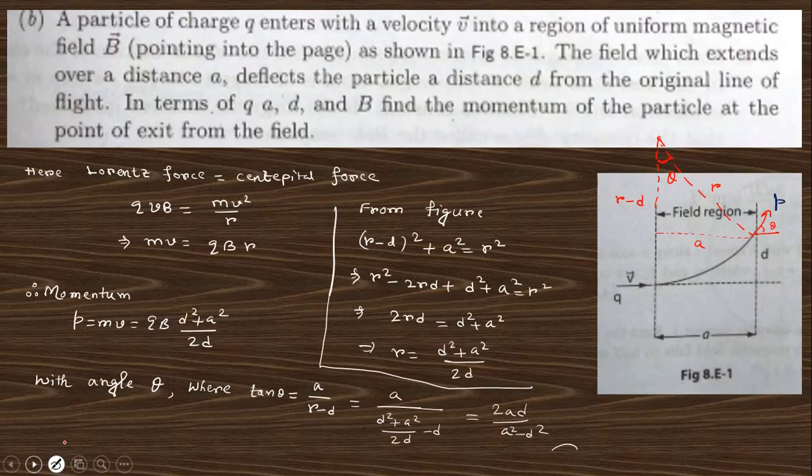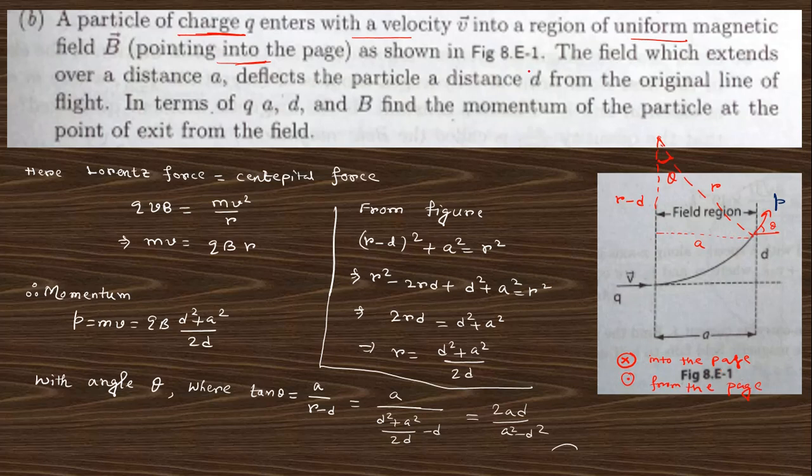Next question says a particle of charge q enters with a velocity v into a region of uniform magnetic field B pointing into the page. The magnetic field pointing into the page is denoted by a cross, and a dot means out of the page.